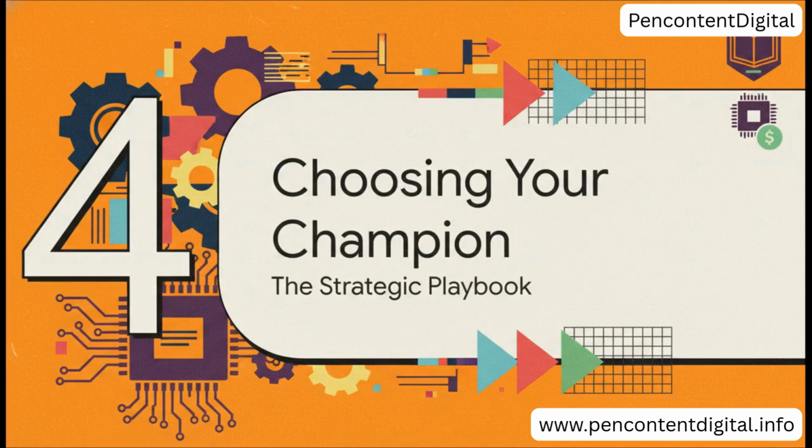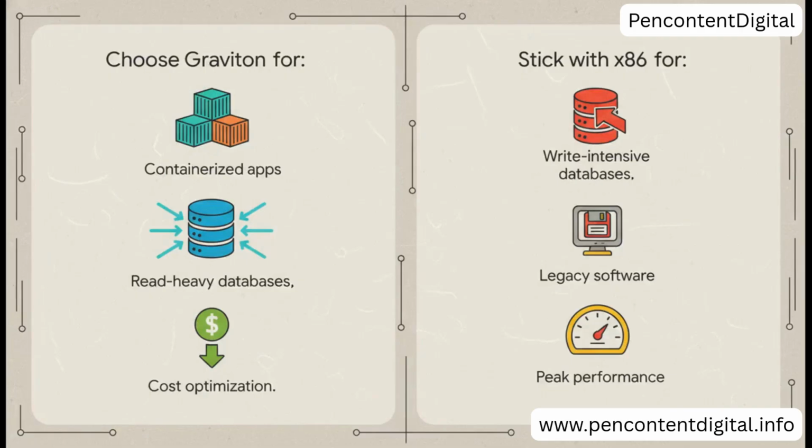So, we've seen the data, we've seen the results. The big question now is, how do you apply this to your own work? It's time to move from this competition to your strategy. Let's build your cloud playbook. Okay, here's your cheat sheet, your game plan. You're going to want to choose Graviton when you're running those modern, containerized applications, when you're dealing with read-heavy databases, or frankly, whenever your number one goal is just pure cost optimization. But you want to stick with x86 for now if you have those really write-intensive database needs, if you're stuck with specific legacy software, or if you need absolute, single-core, peak performance above all else.